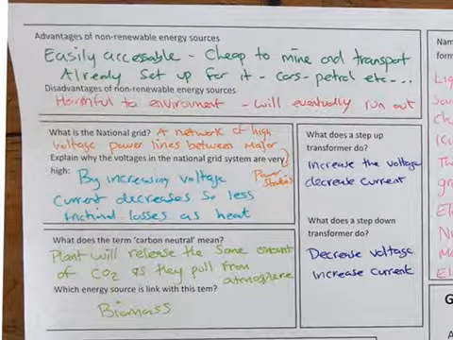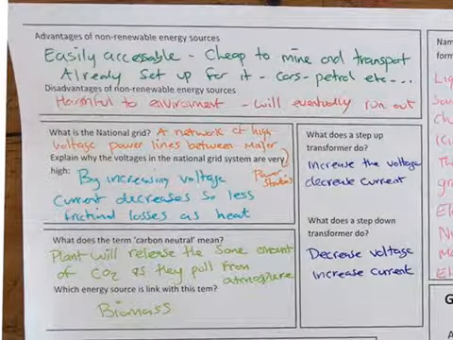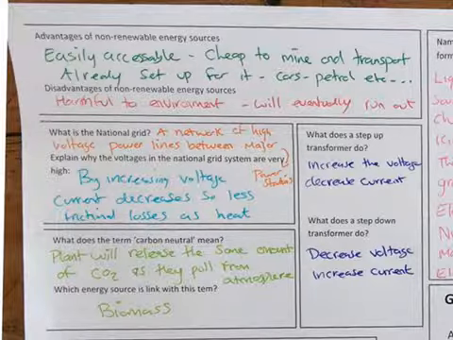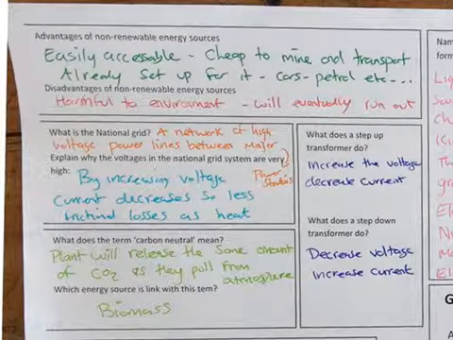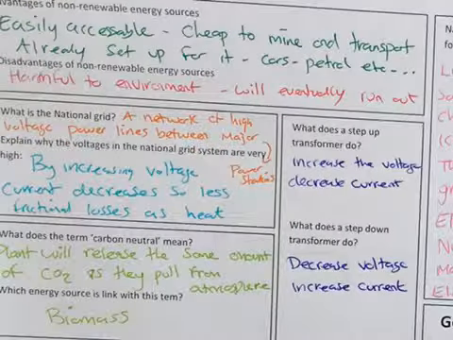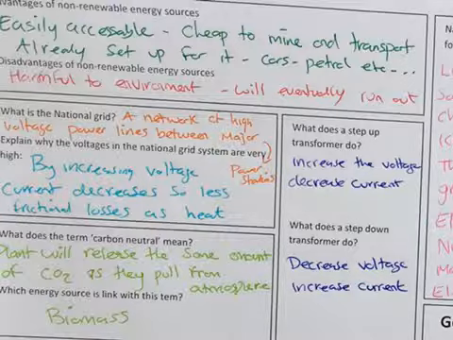And then you've got disadvantages of non-renewable energy sources. Well, it's harmful to the environment because of CO2 and SO2, sulfur dioxide as well, which is going to contribute toward acid rain. Quick crossover link there with chemistry. And it will eventually run out. So our sources are finite. As soon as all the oil is gone, as soon as it's finished, it's done. We're done with it.